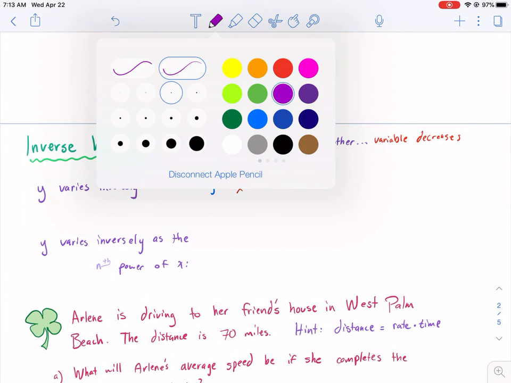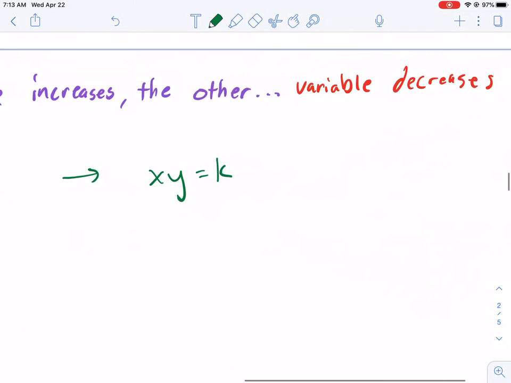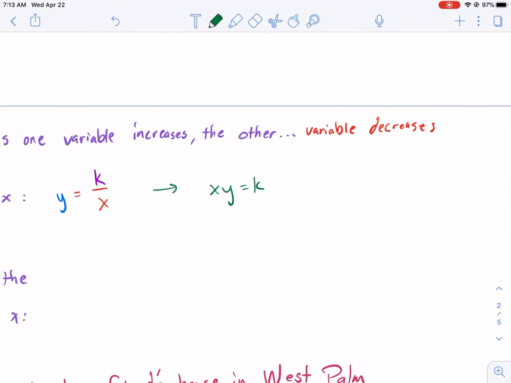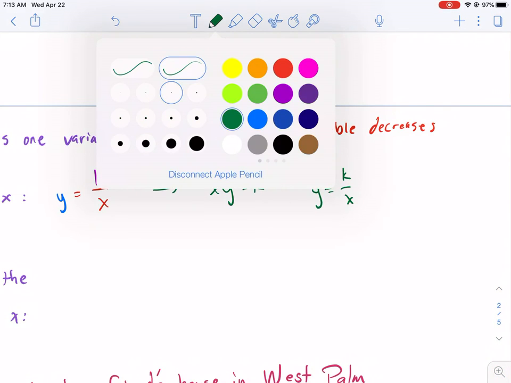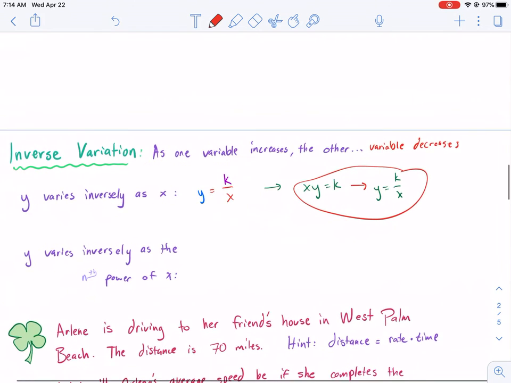Sometimes you will see it written, and I'll do a video on this with the Khan Academies, but sometimes you'll see it written like this, and it'll say, is this direct variation? They'll ask if this is inverse or direct variation. And this is inverse variation because once you solve for k by dividing both sides by x, you'll see that y equals k over x. So don't be fooled in thinking that something written like this is not inverse variation, because it in fact is, okay? So let's keep that in mind.